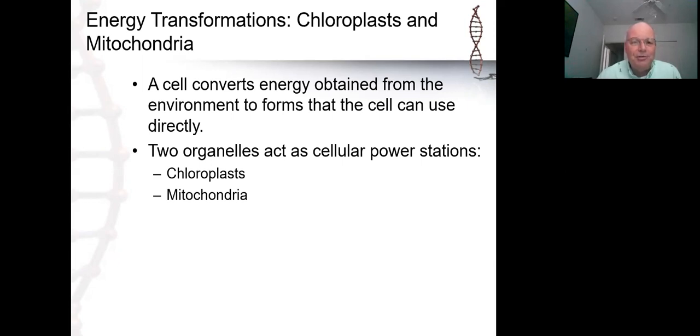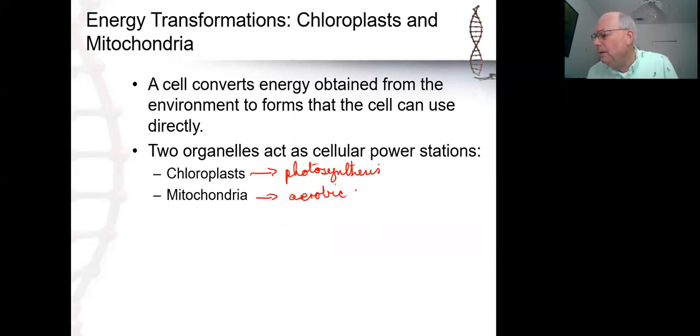These are the energy processing organelles. And there are two major organelles that are involved here. There is a third one, but we're only going to talk about two. And that's the chloroplasts and the mitochondria. So chloroplasts, remember, do photosynthesis. And the mitochondria are involved in the aerobic part of cell respiration.